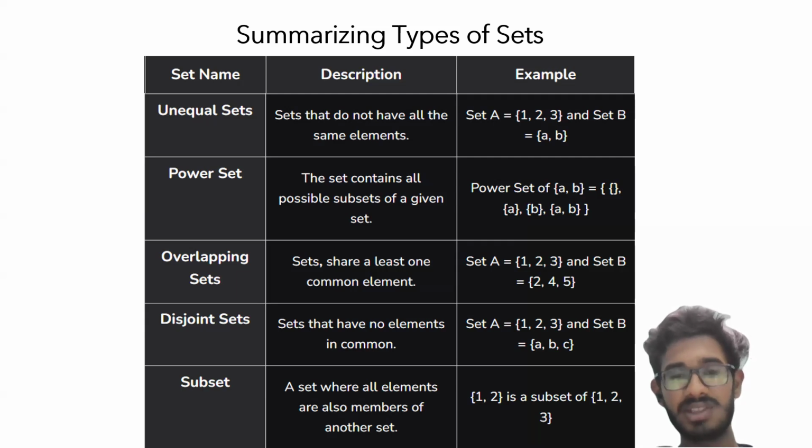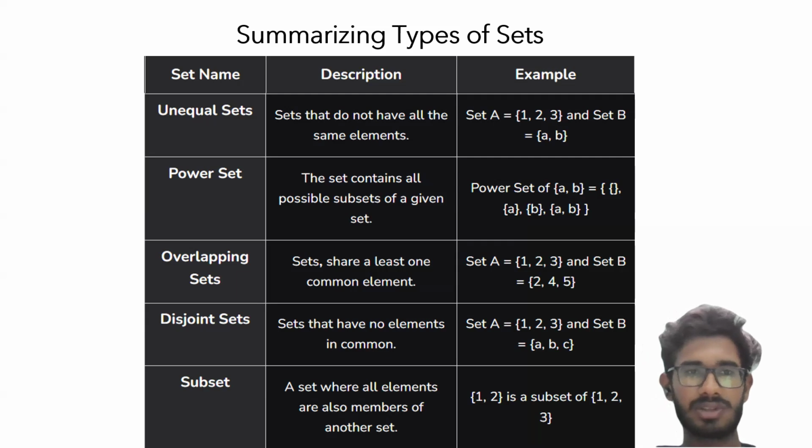Disjoint sets, as we have seen, are sets that have no elements in common. Subset, a set where all elements are also members of another set. Empty set, a set containing no elements whatsoever. Null set. It is also known as void set. Singleton set. A set containing exactly one element. It has only one element. Every empty set is a singleton set.